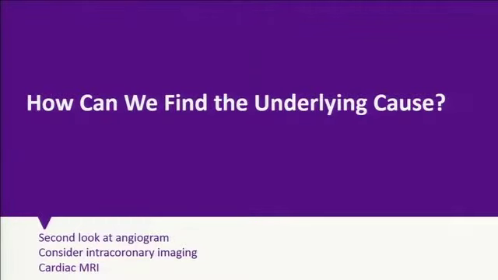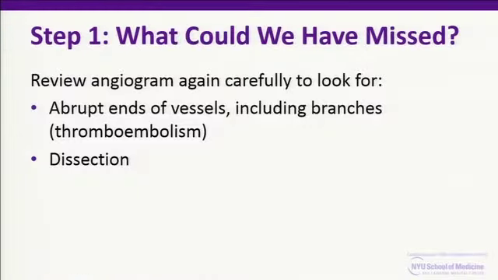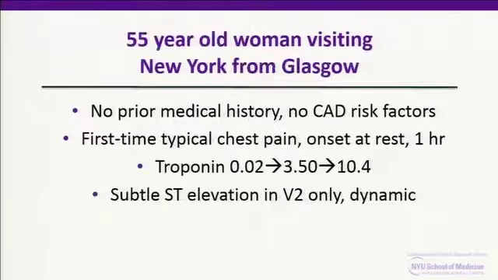So now I'll try and take you on a step-by-step look of how we could go about making the diagnosis in a patient we've determined has MINOCA. So step one is go back to the angiogram and look for something you may have missed. Look for abrupt ends of vessels, including branches when you're thinking about thromboembolism, and look for dissection. And there are a couple of representative cases I think may be instructive in this regard.